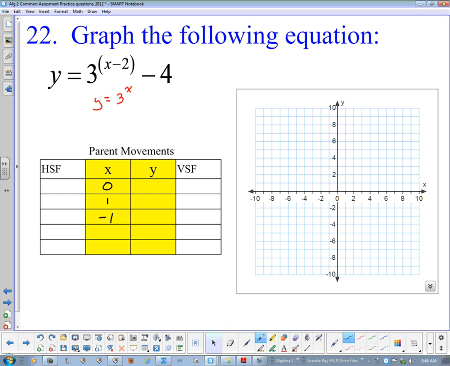Plug in 0. Well, 3 raised to the 0 is 1. 3 raised to the first is 3. 3 raised to the negative 1 is going to be 1/3. Now we do have an HK here. The HK is going to be 2, comma negative 4. Remember, let's put an X at that HK. 2, negative 4.